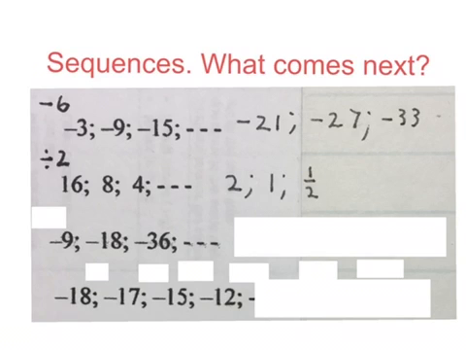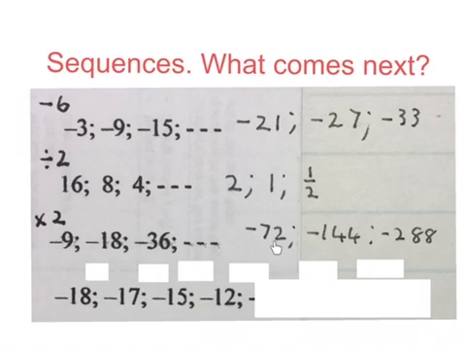This is maths. The next one, we have a minus 9, minus 18, minus 36. The rule is we times by plus 2. So minus 9 times 2 is minus 18, times plus 2 is minus 36, times plus 2 will give me minus 72, times plus 2 is minus 144, and so on. You use a calculator. Do not try and break your brain on this.